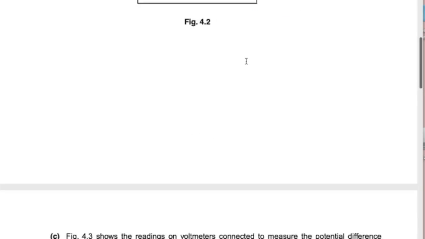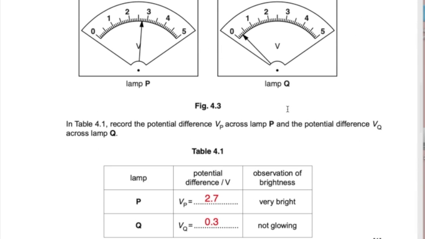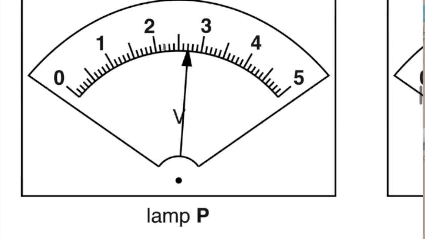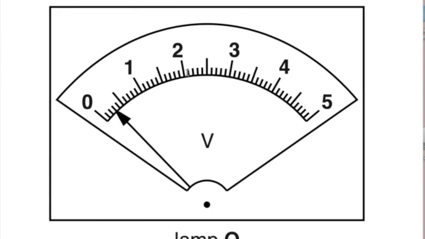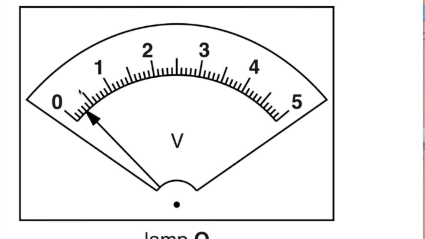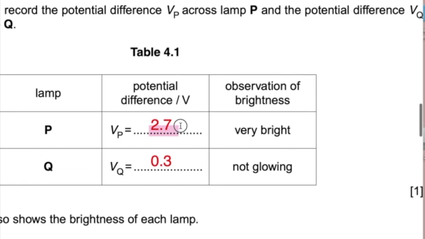Continuing on with letter C. They're telling us to do the same thing as letter B and to read the readings in this figure. For lamp P, this is 2.5, then this will be 2.6, 2.7. And for lamp Q, this is 0.5, so this will be 0.1, 0.2, and 0.3. Therefore, we write the numbers in the table. Lamp P 2.7, lamp Q 0.3.